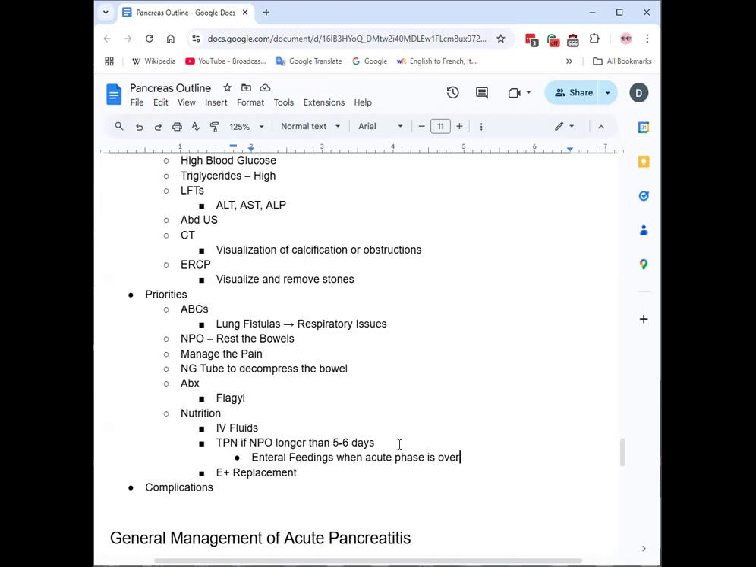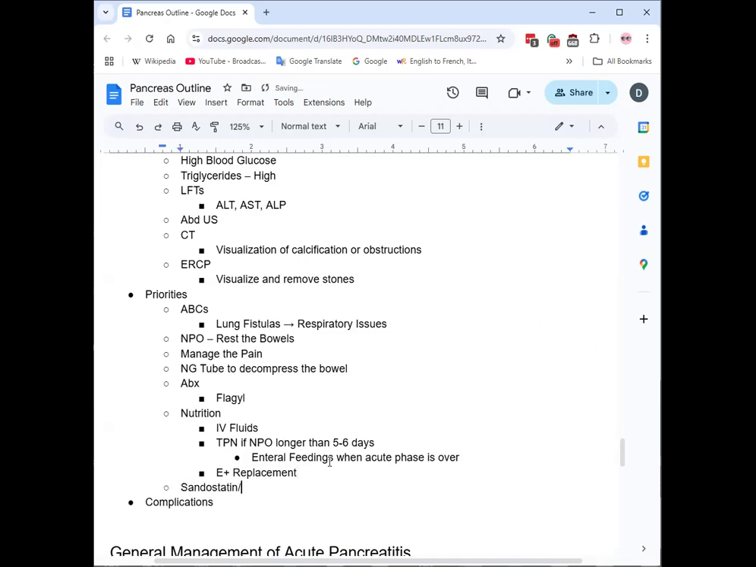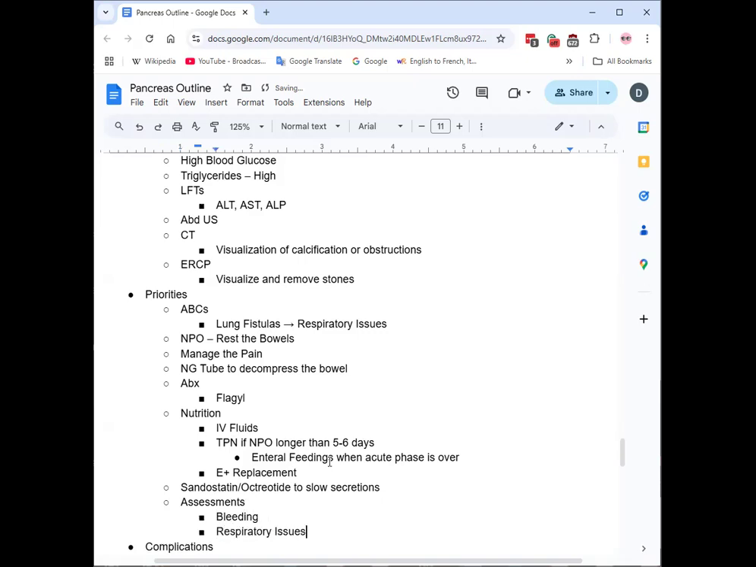Let me make sure that we got everything here. I think that's pretty good. The only extra thing that he does mention would be decreasing inflammation, so maybe some steroids can help. Sandostatin can also be something that could be used, aka octreotide. And then having good assessments for bleeding and respiratory issues, what's going to kill them first kind of idea.